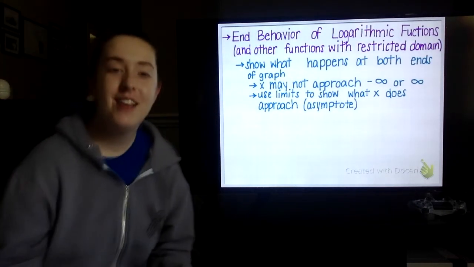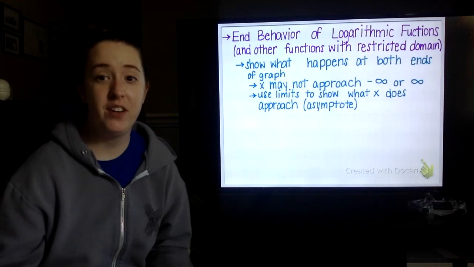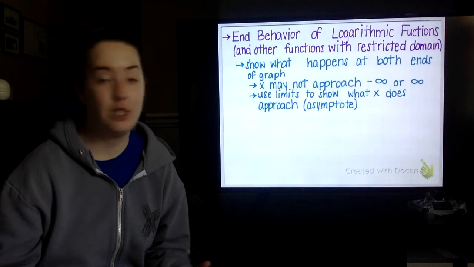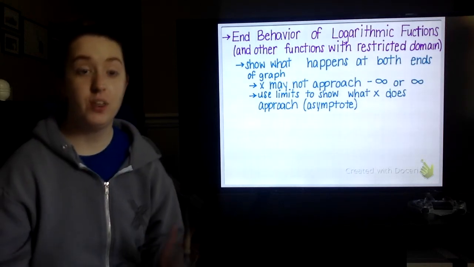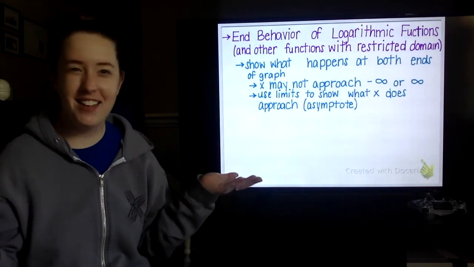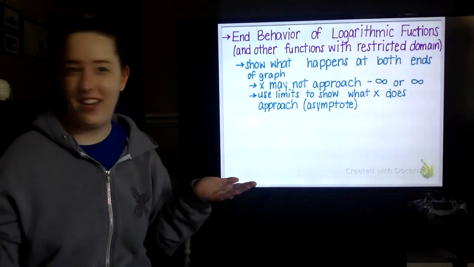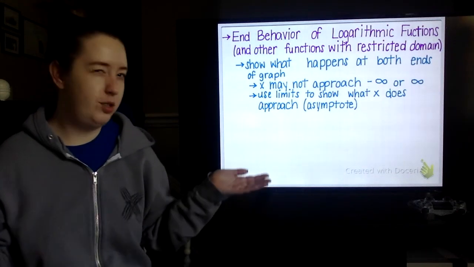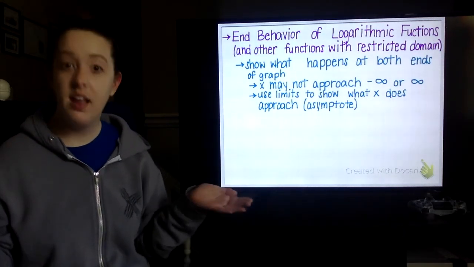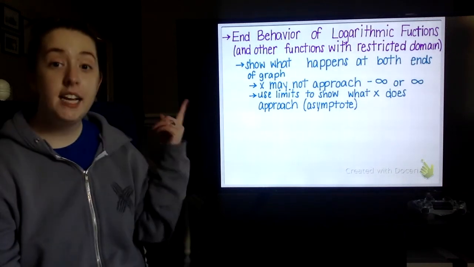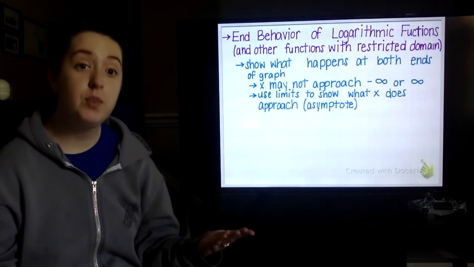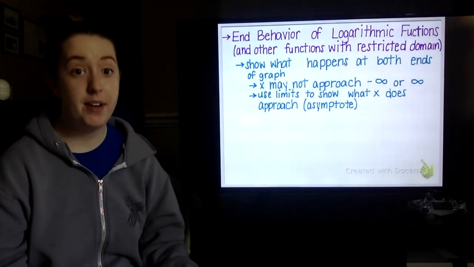end behavior. We're going to talk about the end behavior of logarithmic functions, but this also applies to any other function that has some sort of restricted domain, where your domain is not from negative infinity to positive infinity. Because what happens if x doesn't approach negative infinity, or if x doesn't approach positive infinity? Do you just not do that end? Do you only have one end behavior? Do you not have both ends? How does that work? Like I just said, we want to show what happens at both ends of the graph. So that means we have to have two things describing our end behavior.